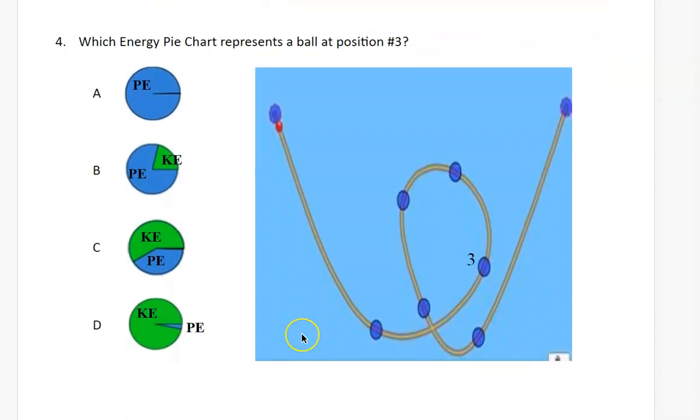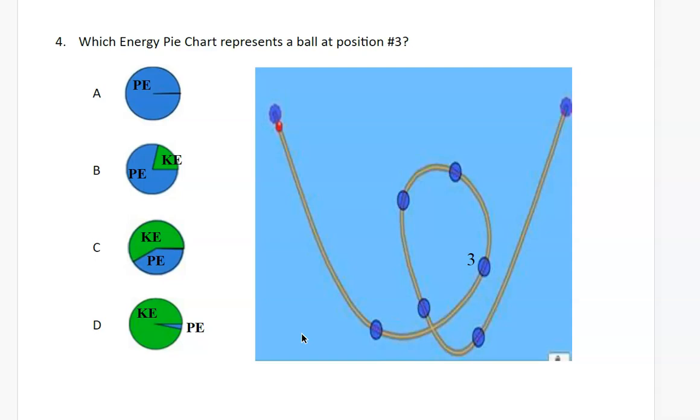Number 4, which pie chart represents a ball at position 3? Now you can see position 3 is not at the top and it's not at the bottom. It's somewhere in the middle. We would expect it to have some gravitational potential energy, and we would expect it to be moving since it started at the red dot position. And as it came down, it gained a lot of speed, and then as it went back up, it would lose some speed, but gain gravitational potential energy.